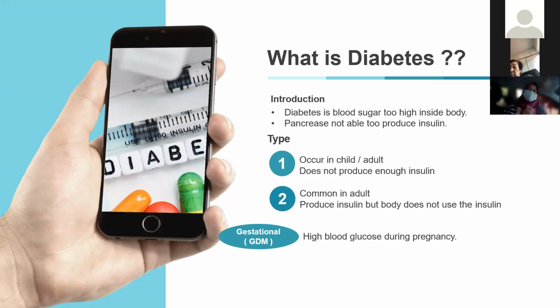So that's also how we can have diabetes. And the last one, GDM, gestational diabetes. This one usually occurs during pregnancy, among mothers who have a child, with high blood sugar, high blood glucose during pregnancy. Okay, remember we have 3 types: type 1, type 2, and GDM, usually in pregnant women.